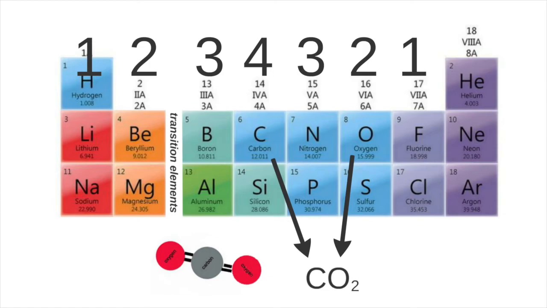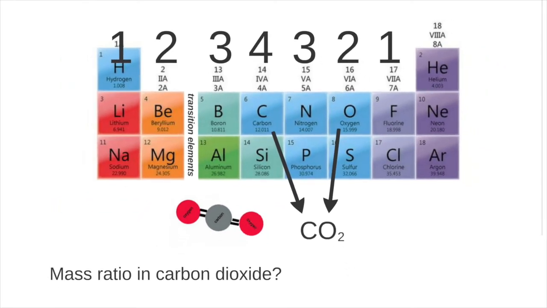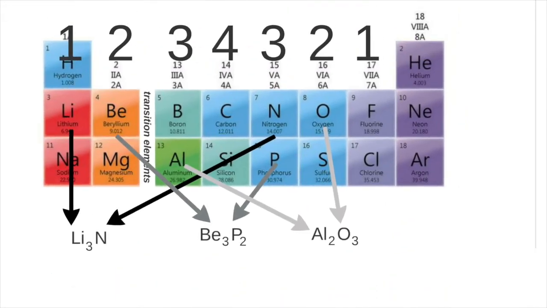One last question. Can we determine the mass ratio in a compound such as carbon dioxide using the periodic table? Well, we have the formula and we have the relative atomic masses. We know that there's 1 unit of carbon, which has a relative atomic mass of 12, and we have 2 units of oxygen, which has a relative atomic mass of 16. So our mass ratio is 12 to 32. We can do it with any of these compounds.